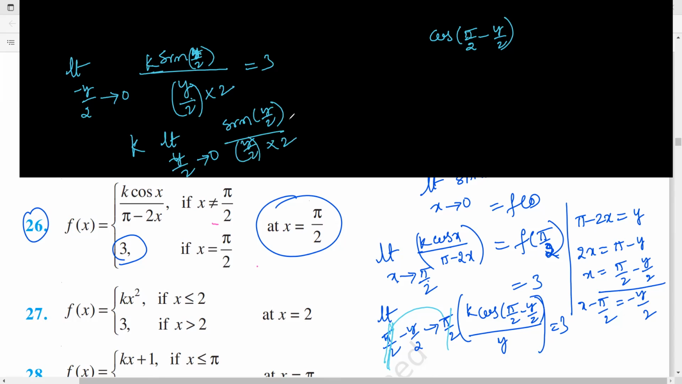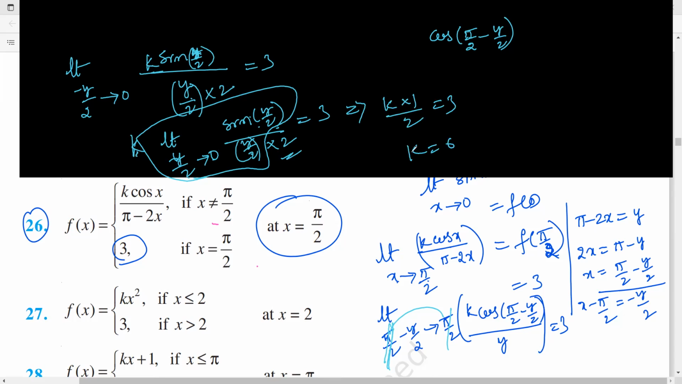Now you know this whole thing is 1. How much is this limit, y by 2 tends to 0, sine y by 2 by y by 2? It is 1. So k into 1 by 2 is what? 2. K equal to 6. So you have to remember this. Textbook, this is a very important problem. The remaining ones, you know.